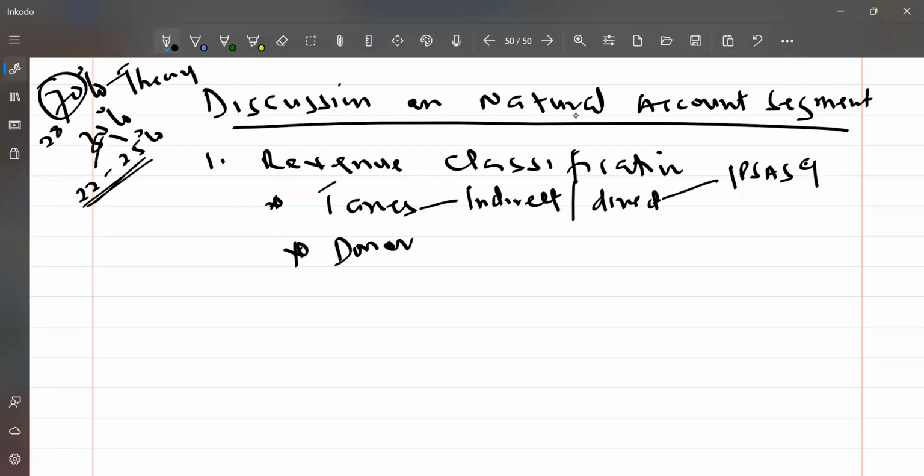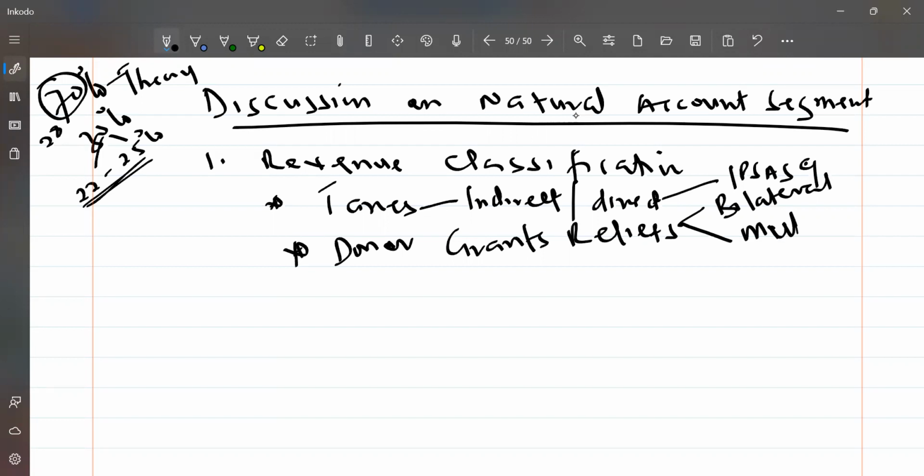So then the next one is donor grants. And we said that we have two types of donor grants. They are multilateral and bilateral. Okay, we have the bilateral and the multi. What is the multi?